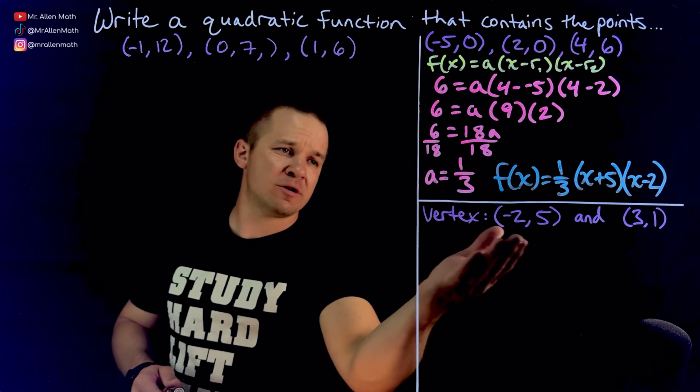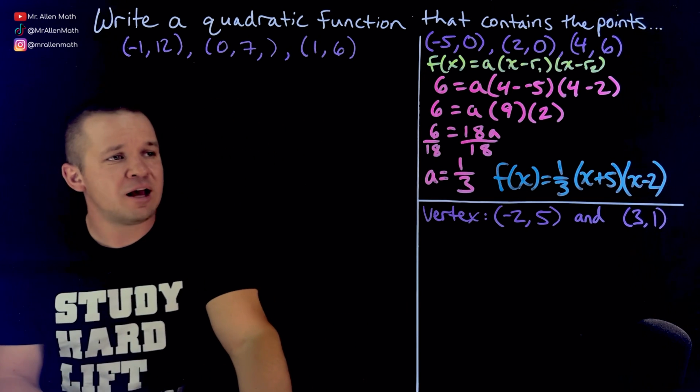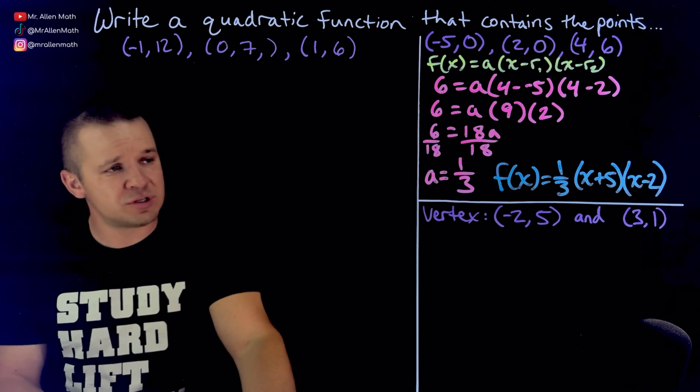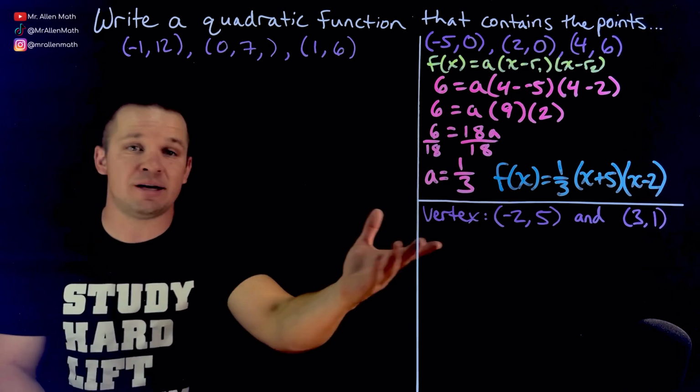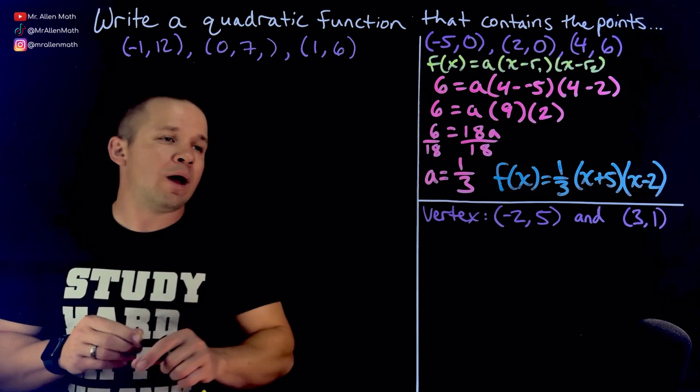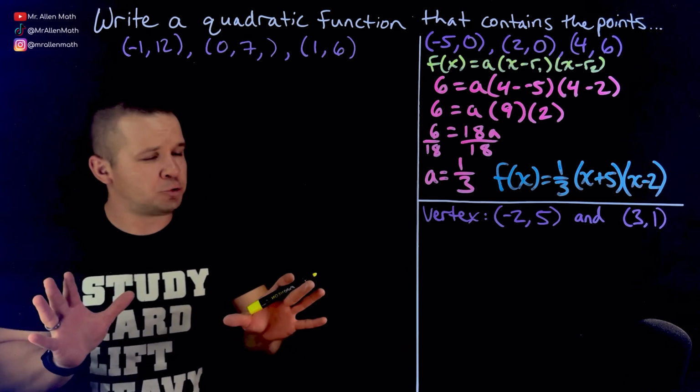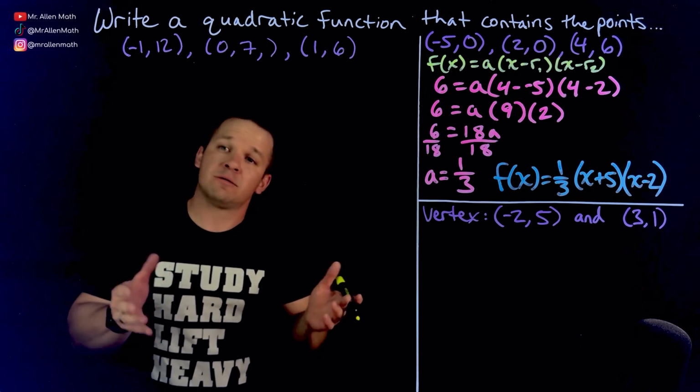This one here: vertex at negative 2, 5, and a point of just 3, 1. It contains that point. I just didn't have the room to write it, okay? Well, let's see. I'm given the vertex. It would seem logical to pick vertex form.